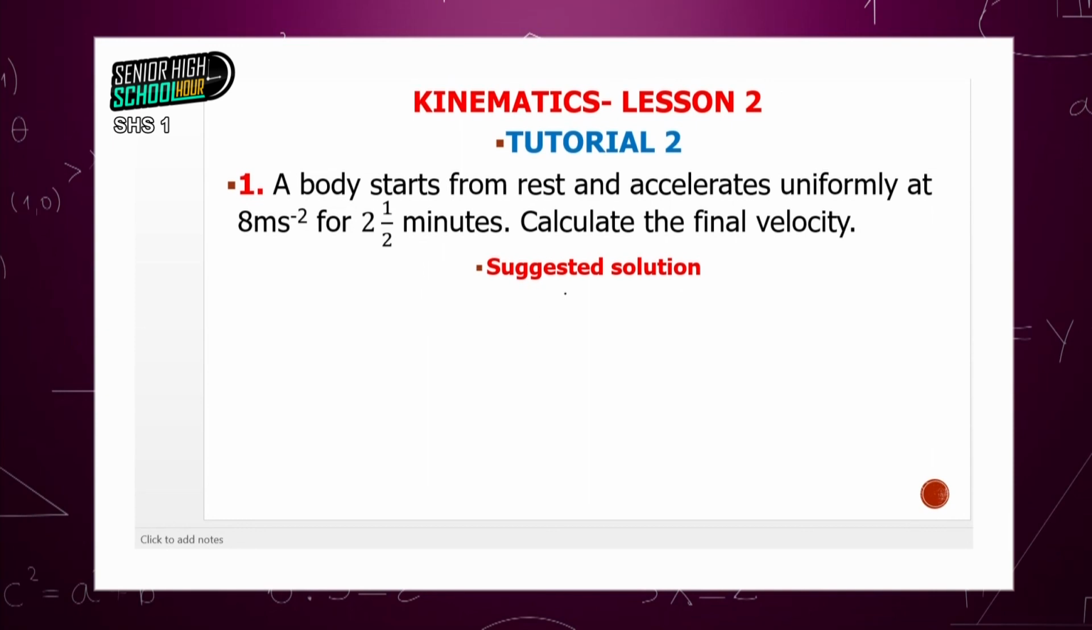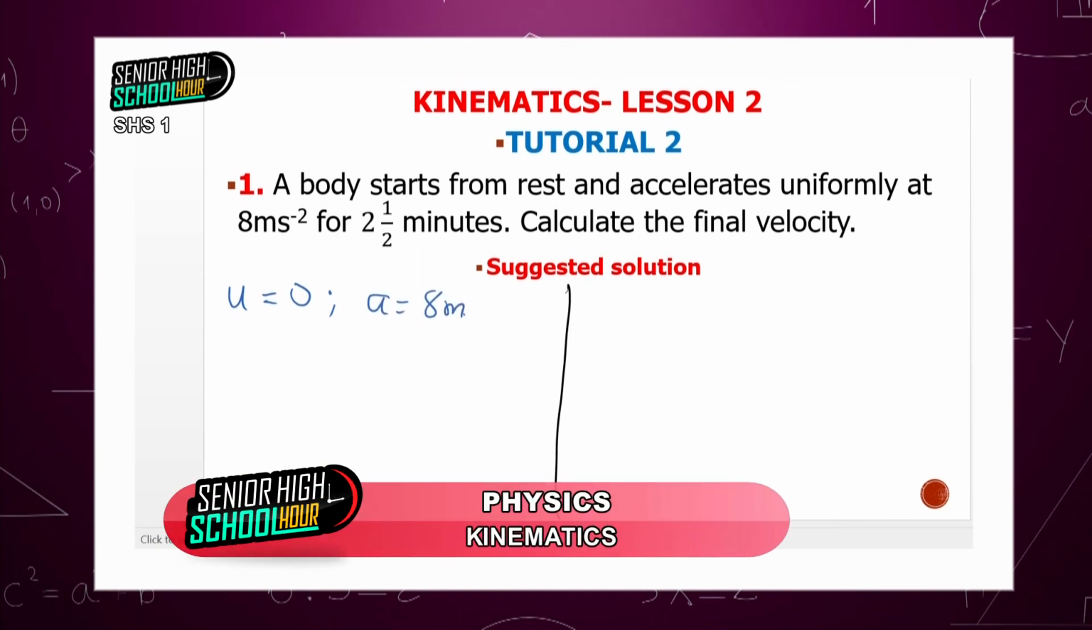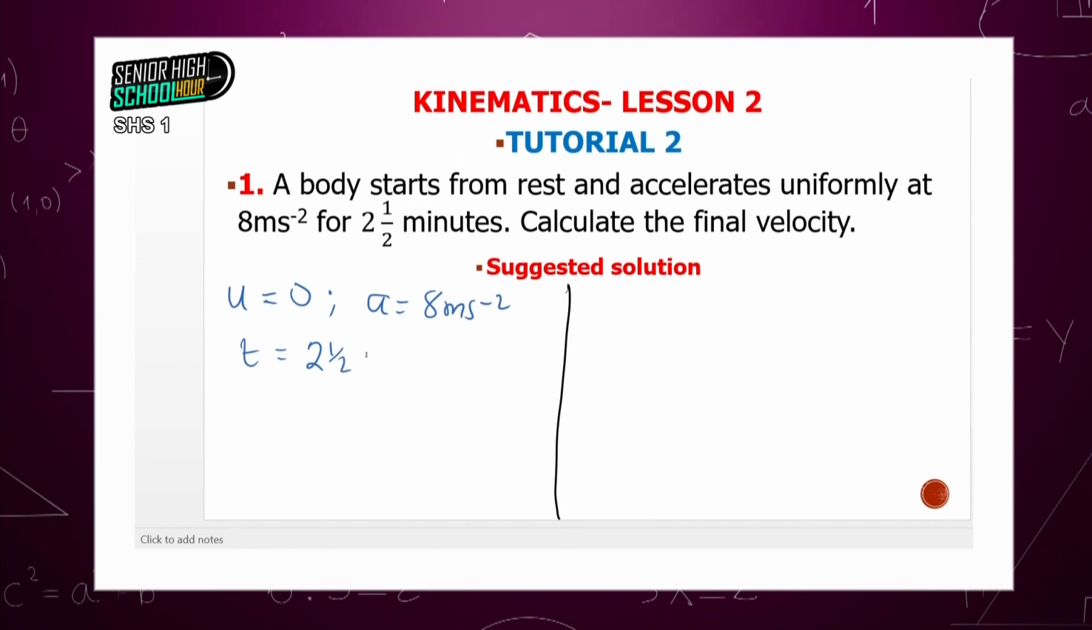So let's put down our parameters. A body starts from rest. When a body starts from rest, its initial velocity is 0. So initial velocity u is 0. And it accelerates uniformly at 8 meters per second squared, so the acceleration a is 8 meters per second squared. Now, for 2.5 minutes, so the time t is 2.5 minutes. You know that the SI unit for time is second, so we change the 2.5 minutes to seconds. We multiply 2.5 by 60, and that gives us 150 seconds. Then you're asked to find the final velocity. So the final velocity is v.